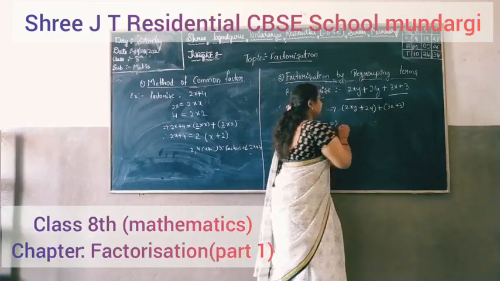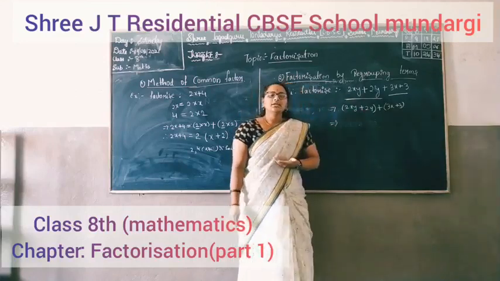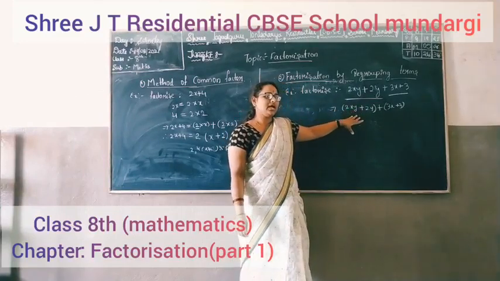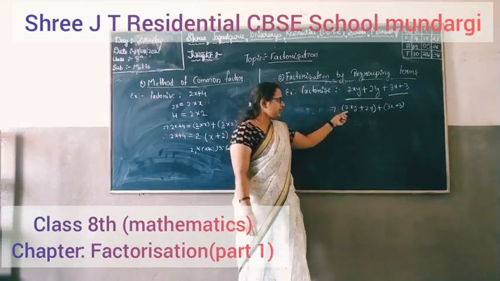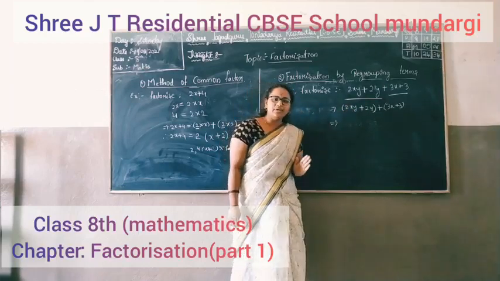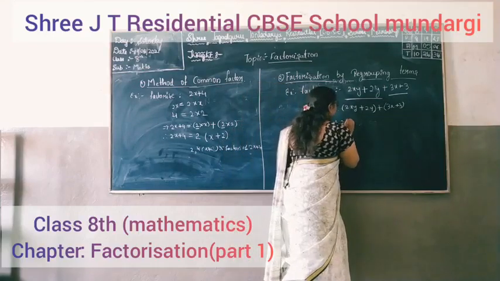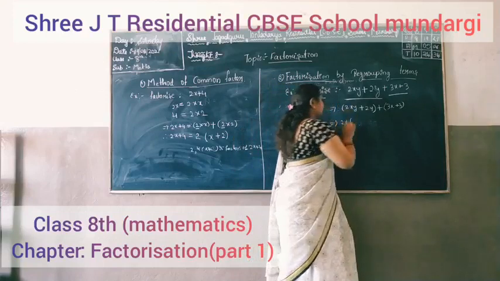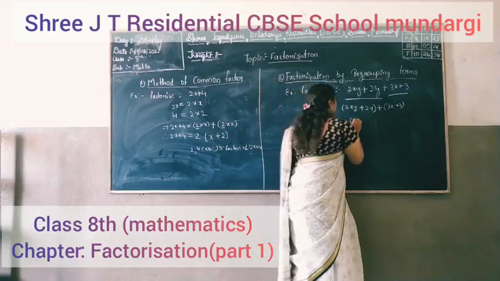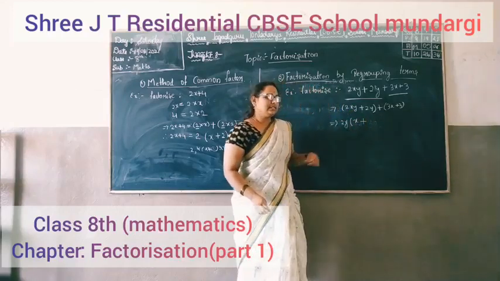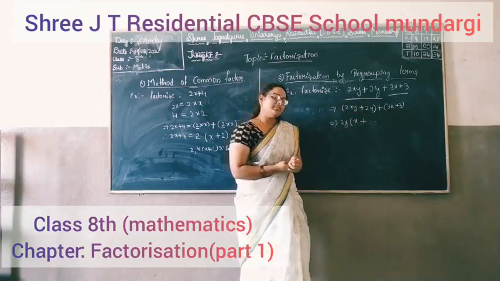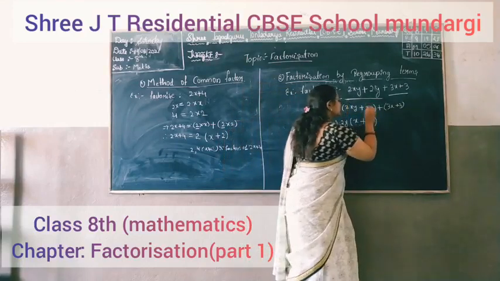So see here students, in this first bracket, what are the common numbers and algebraic expressions? See here. 2xy plus 2y. So what is common? 2 is common and also y is common. Therefore, I will take the common term 2y. So 2y will be common, I will take it common. So remaining is only x. So I will write x. Plus, see here, 2y is there. So I will take 2y as common. So remaining, what is left? Remaining is only the number 1.